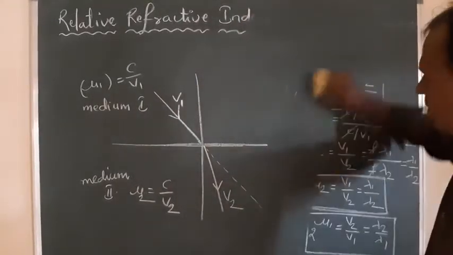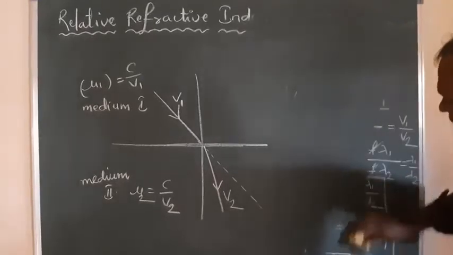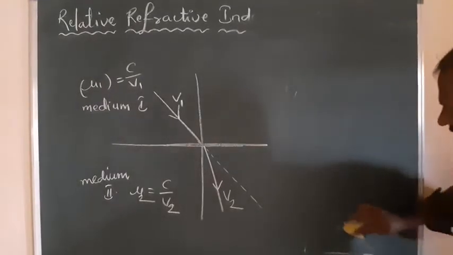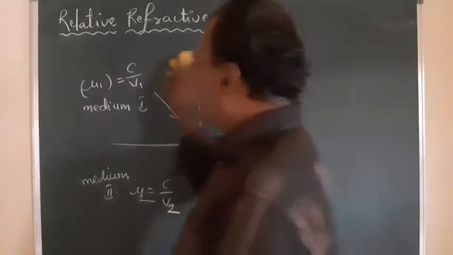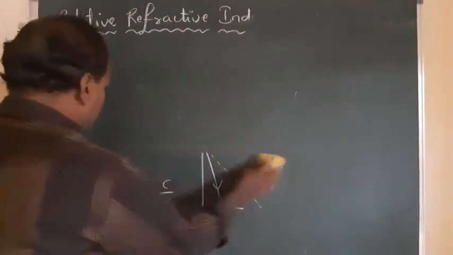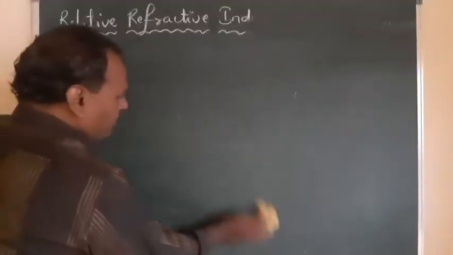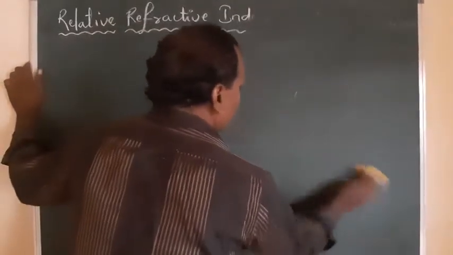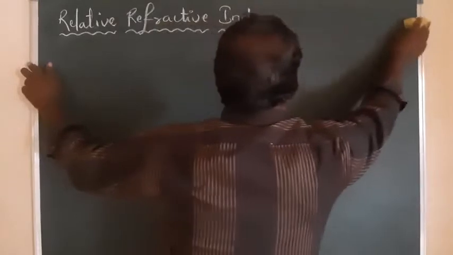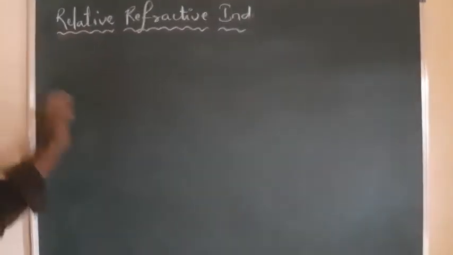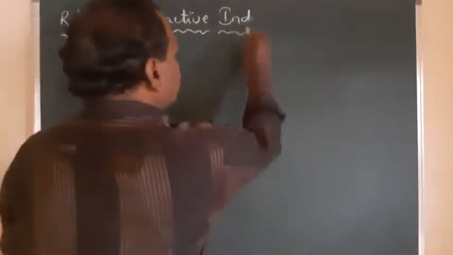What is the relative refractive index of any two mediums that we consider? We'll do the calculation, you just observe. How can we calculate the relative refractive index of any two mediums, provided the refractive indices are given for the respective mediums?